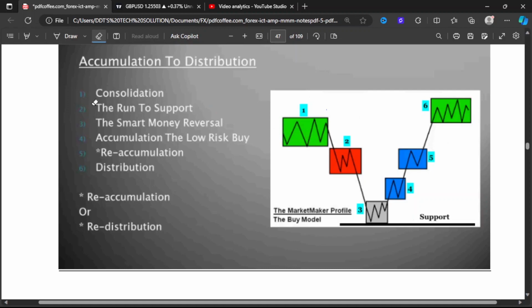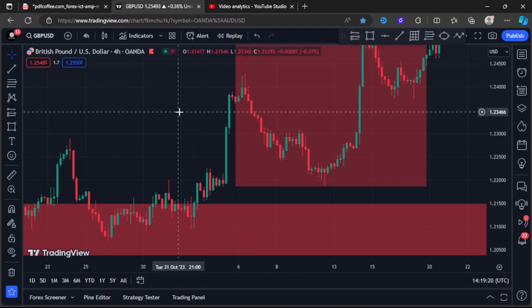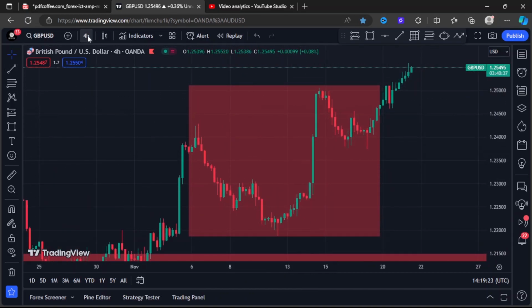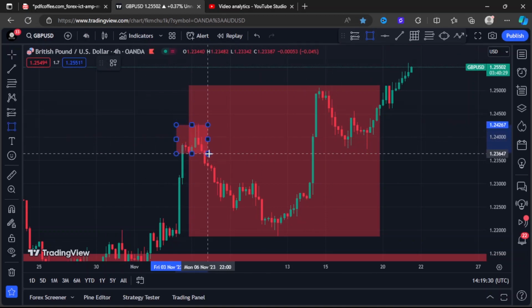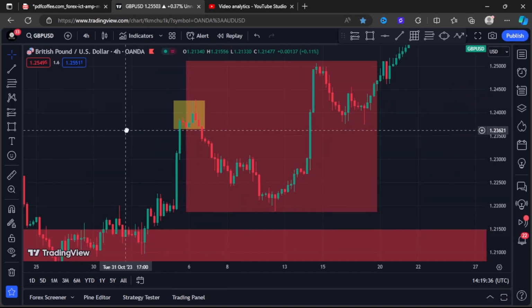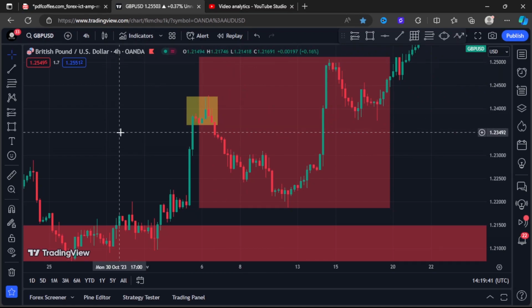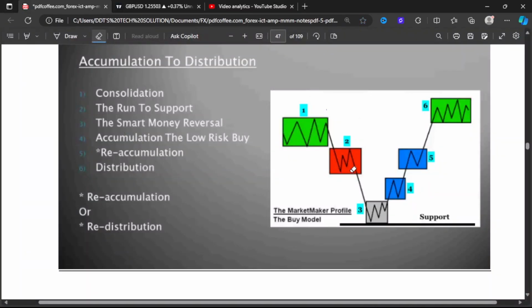Alright, so the first one, we had some consolidation around the opening price of the opening week. This is our opening week here, and Monday starts with this green candle. On our 4 hour, if I move to the 1 hour, I'm going to see the consolidation very clearly. So this is our consolidation, and then we had a run to support.